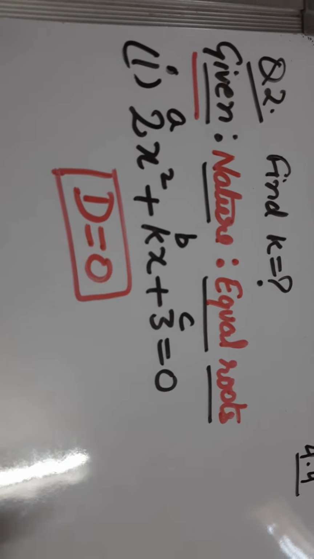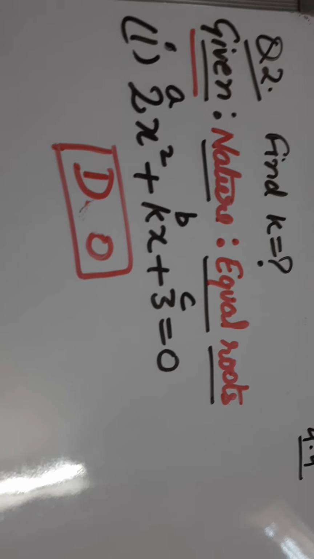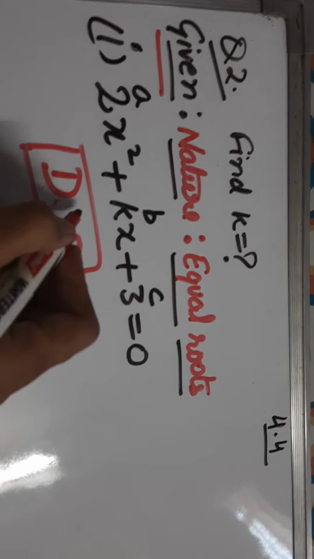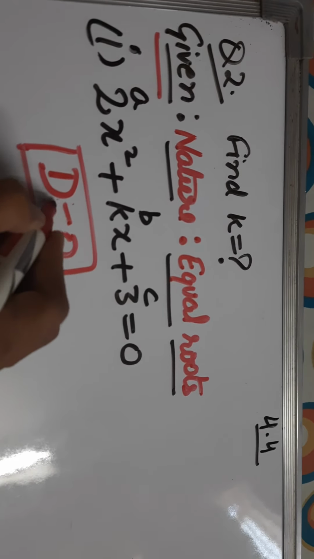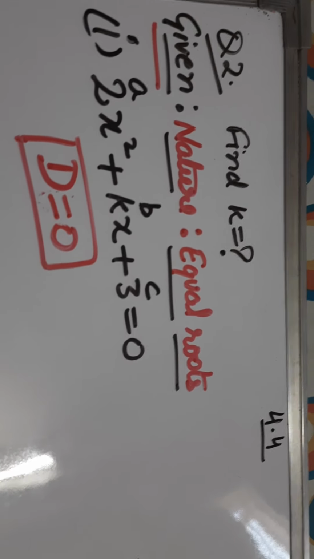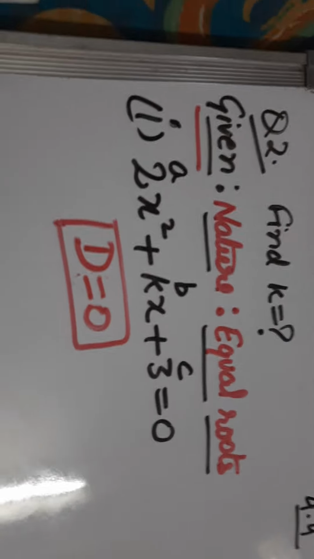और अगर equal and real and distinct roots बोलते हैं तो हम यहाँ किसका साइन बना देते हैं? Will take greater than 0, ऐसे ले लेते हैं हम. But right now, it has been given as D is equal to 0. So nature of the roots is equal. So we'll start from here.